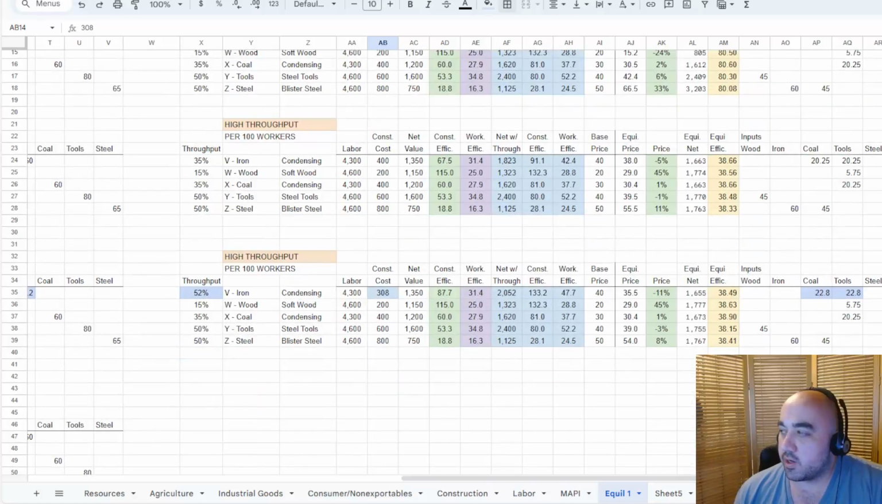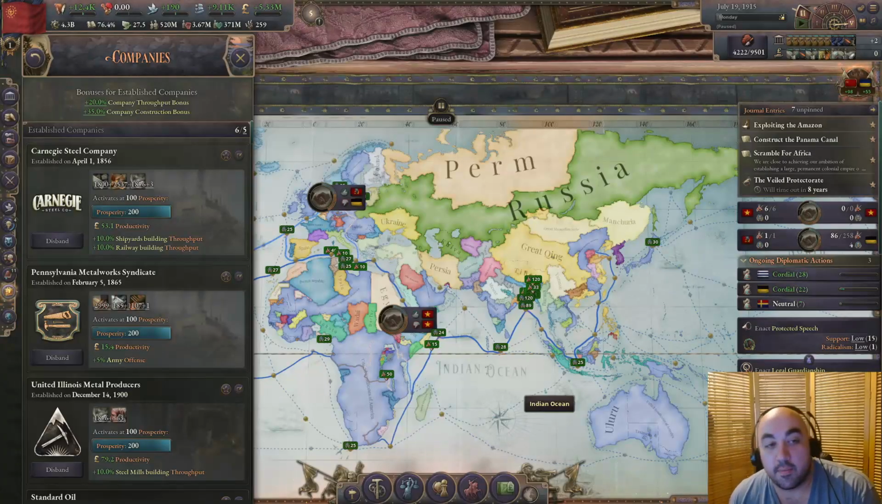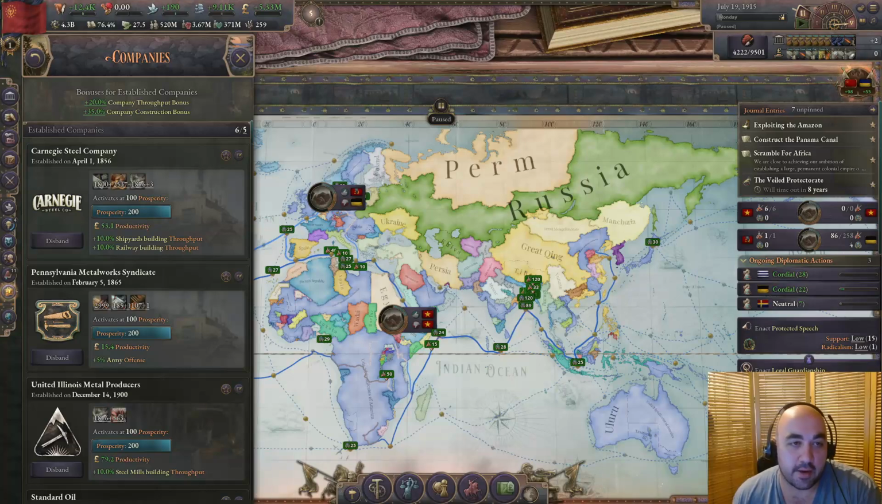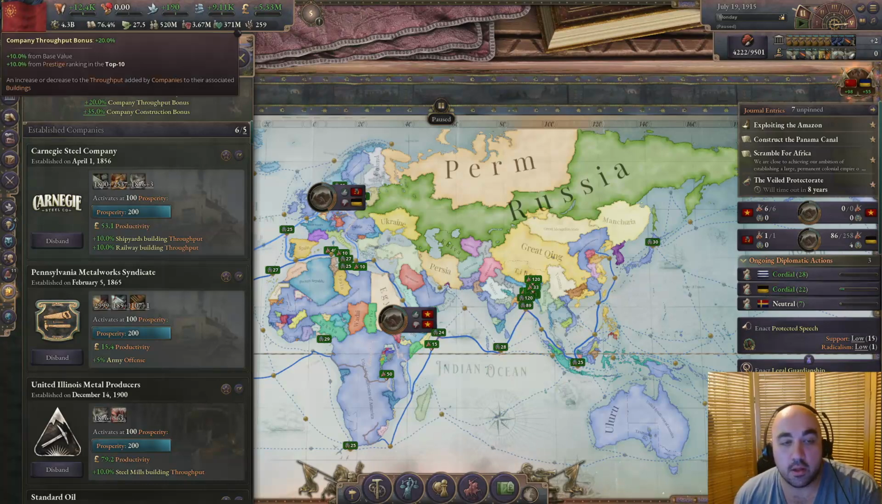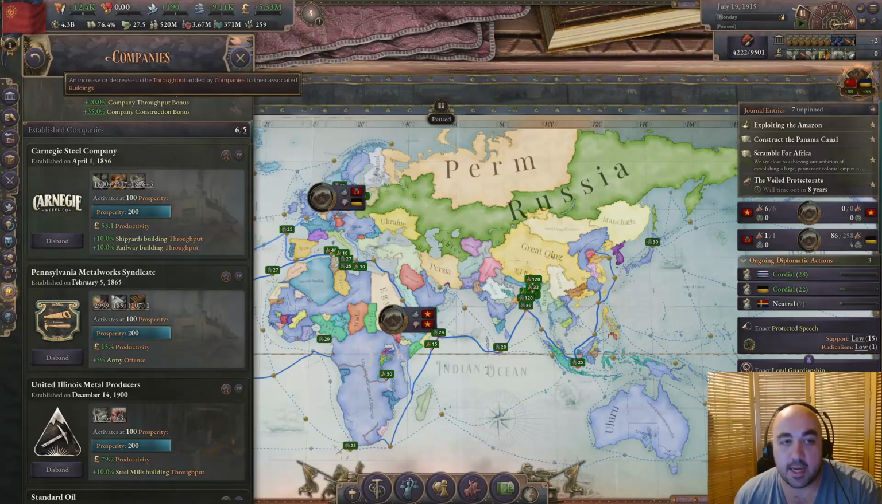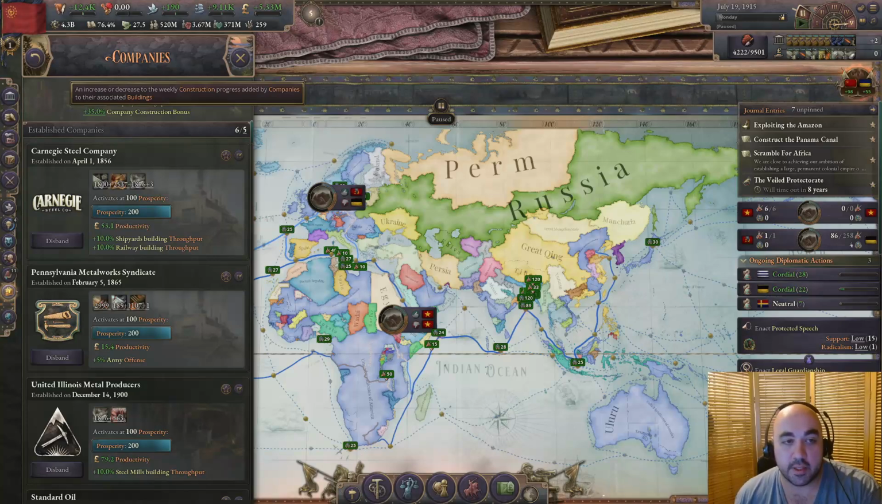Much, much more modest. Okay, before we wrap things up, I did want to talk about 1.7, because for me, the company strategy is going to change a little bit in 1.7, and I think it's going to change in an interesting way. As far as I understand it, whatever companies are had locally in a state are going to be the companies that assign the throughput bonus. What I do not know yet is how the construction bonus will apply if you are building in someone else's country. I don't know how this is going to work yet.